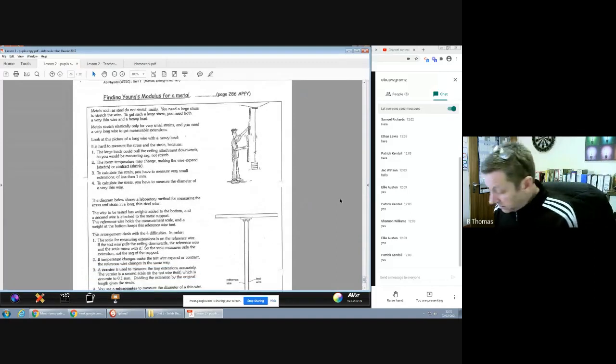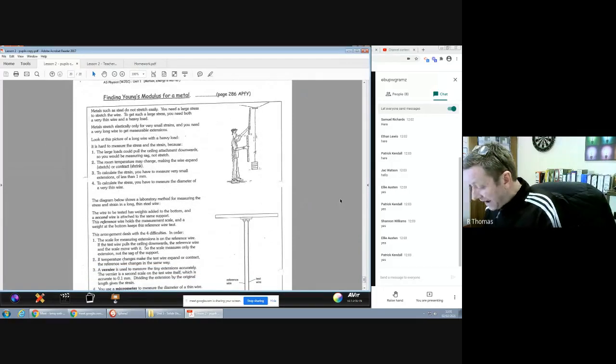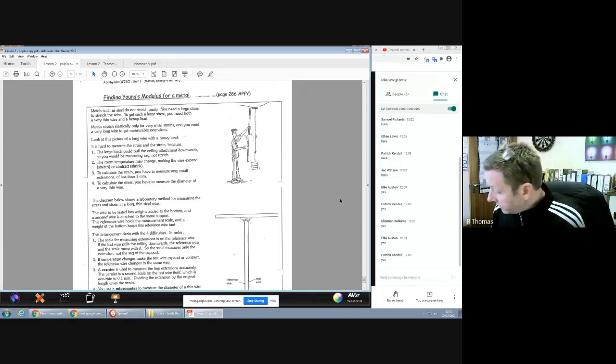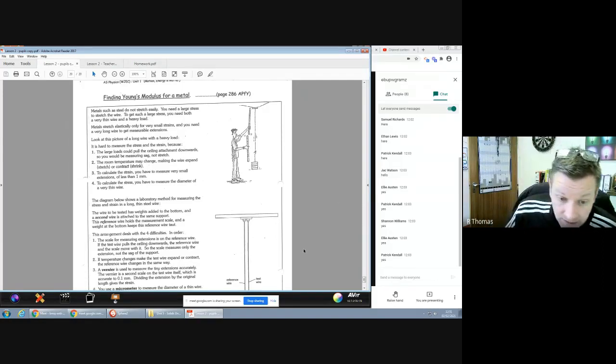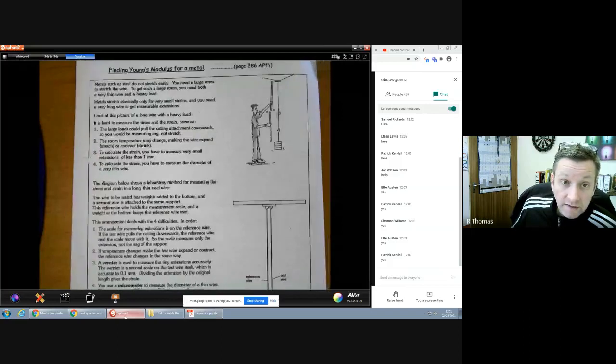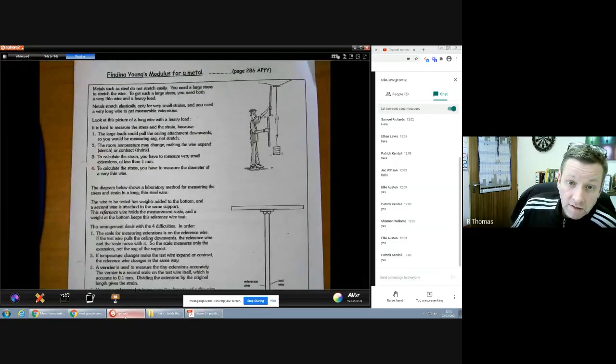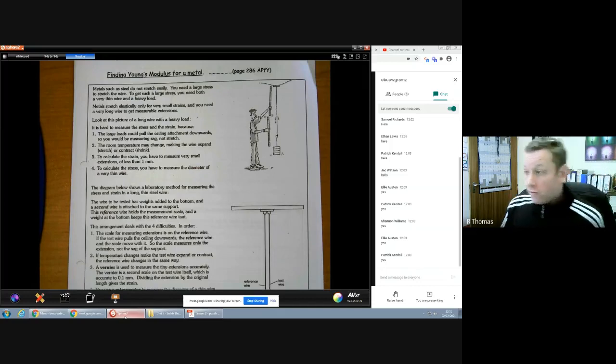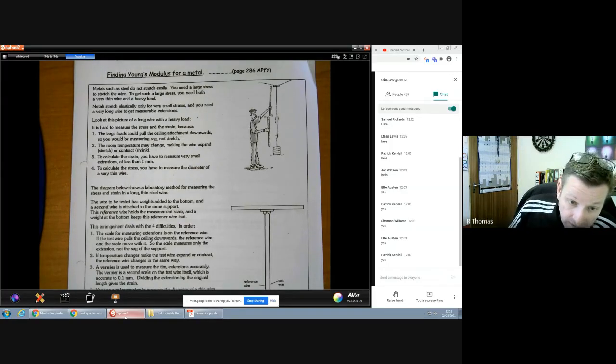What I am going to suggest you look at is the very, very back page. If you do ever come back to school and we do practicals, a very common practical is to find the Young's modulus for a metal. And you do need to know how to do it. It did get asked one year in an exam. Write down how you would, in a laboratory, find the Young's modulus for a metal.